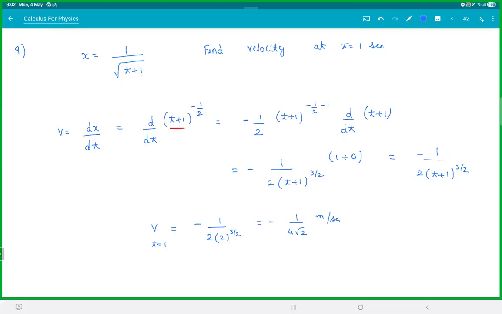Great. Next thing. So let's bump it up a bit. Let's say velocity v is equal to root over t square plus t. T is time here. Velocity v is a root over x square plus x. X is your position here. Find the acceleration in both the cases.